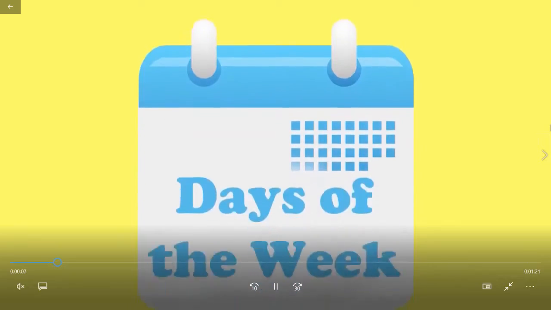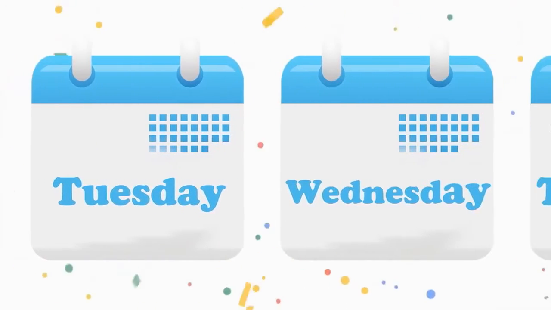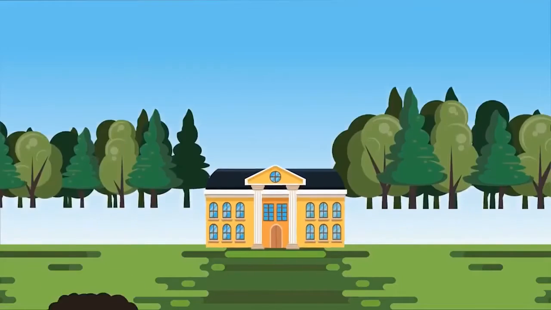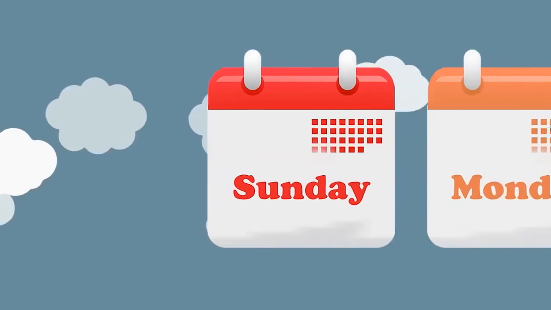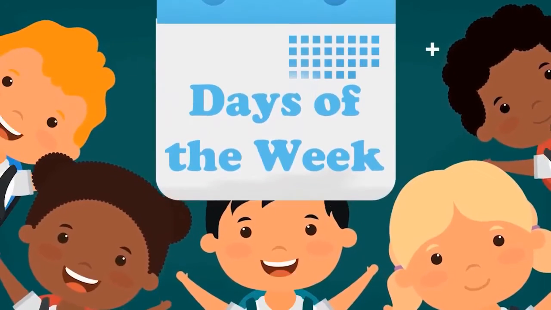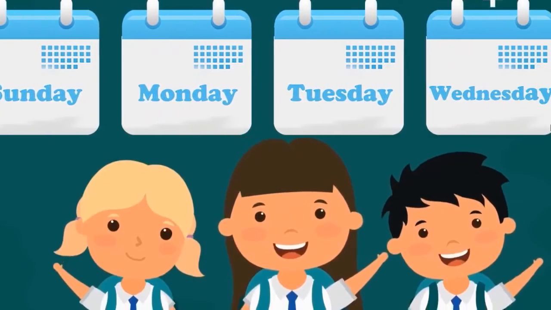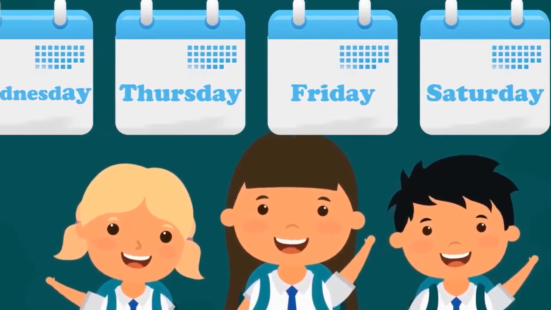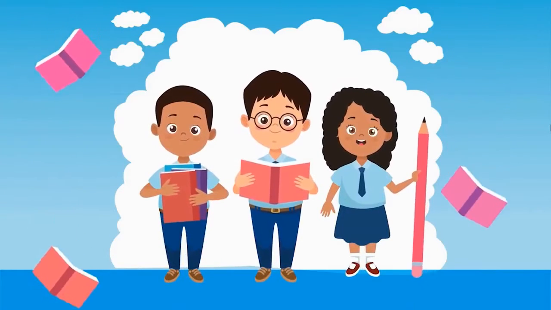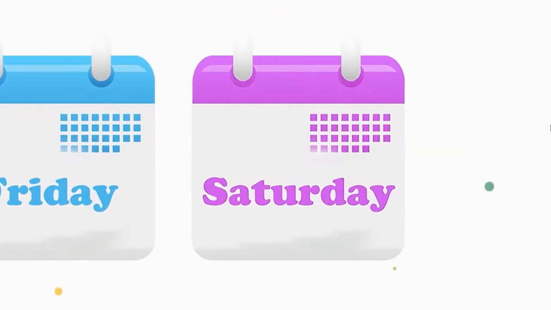Days of the week. There's Sunday and there's Monday, there's Tuesday and there's Wednesday, there's Thursday and there's Friday, and then there's Saturday. Days of the week. Sing with me now. There's Sunday and there's Monday, there's Tuesday and there's Wednesday, there's Thursday and there's Friday, and then there's Saturday.